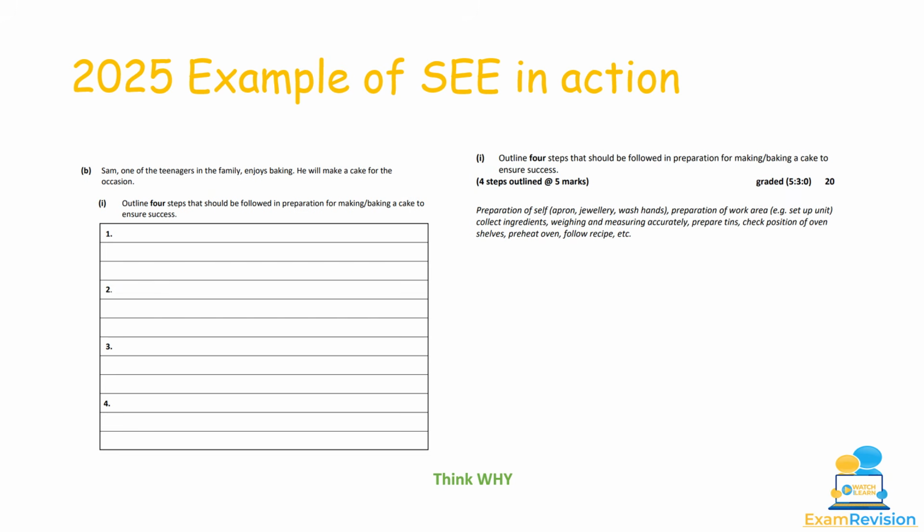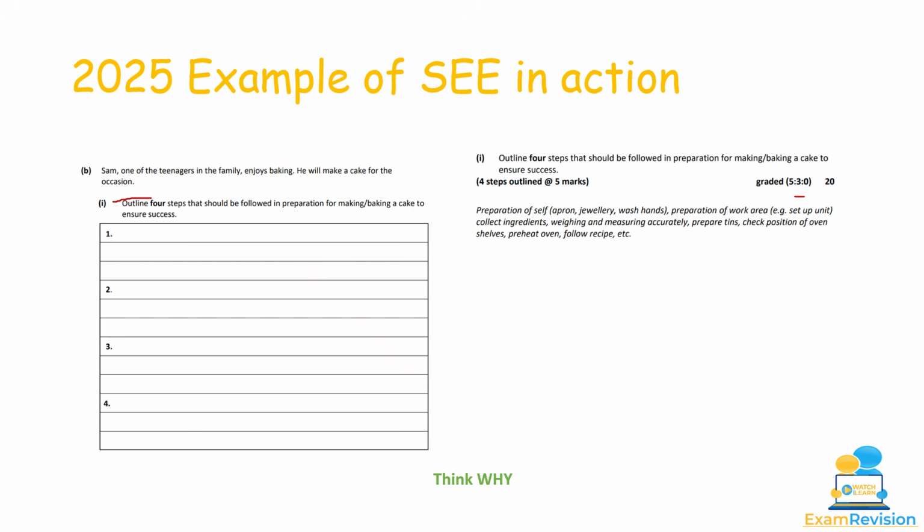So here's an example of the SEE in action. This is the 2025 paper. It says here, Sam, one of the teenagers in the family, enjoys baking. He will make a cake for the occasion. Outline 4 steps that should be followed in preparation for making or baking a cake to ensure success. Now, what you will notice is that they have used the action verb outline, okay? So if we look at the marking scheme, we'll see that it's looking for 4 steps and that it's graded as 5 and 3, okay?